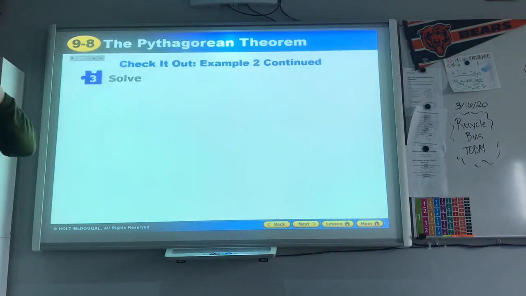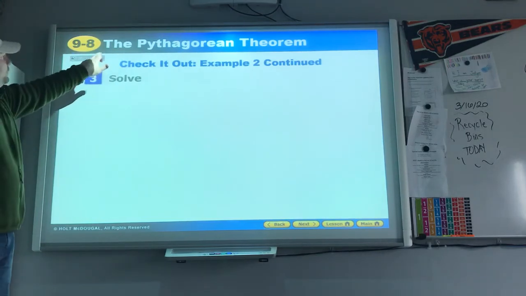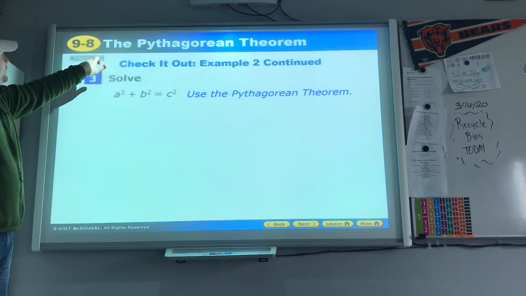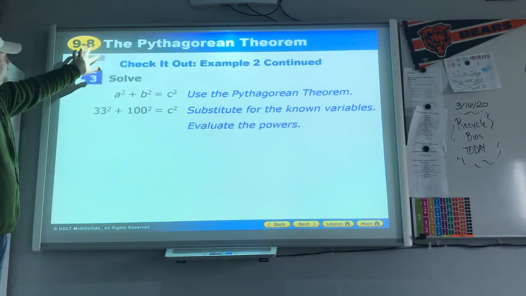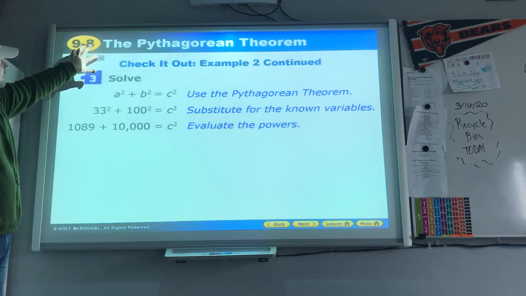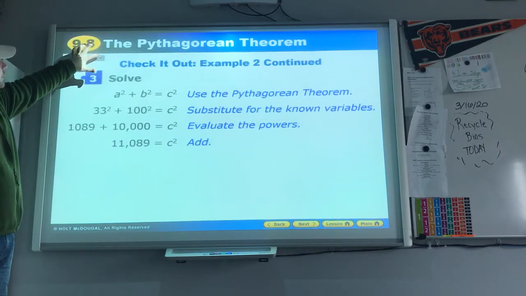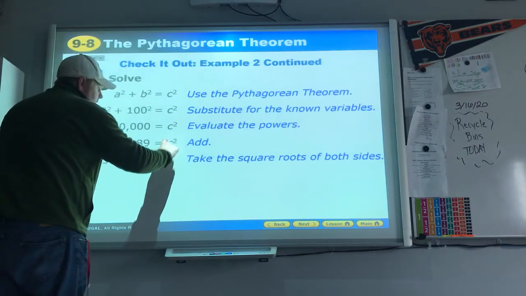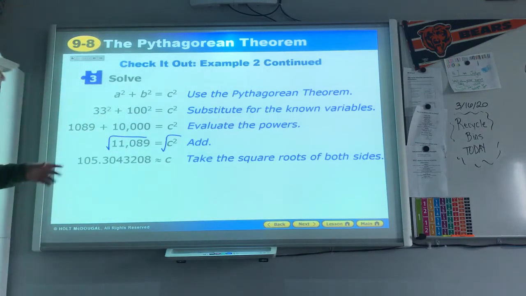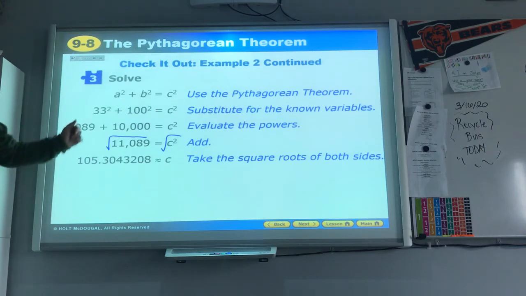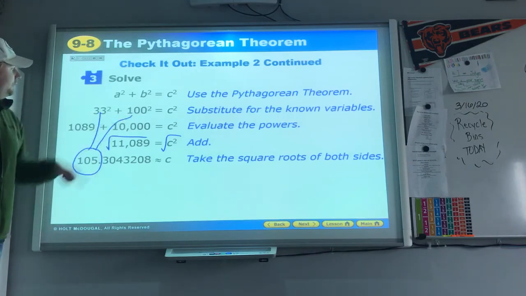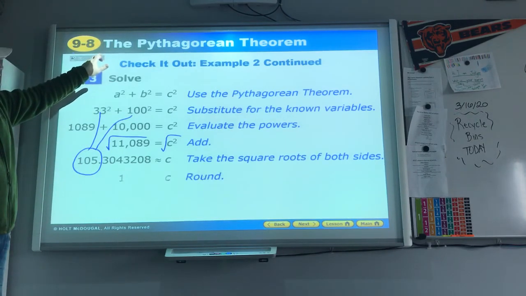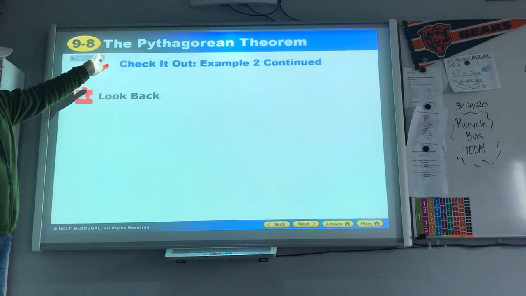So, this football field that's 100 by 33, well, as we look at it, we can figure out the legs, and we do that. We multiply them out by taking them times each other. We get our numbers. We add them together. We take the square root. All right? And we get 105.34, which makes sense. It's a little bit longer than either of the legs. We look back to make sure that makes sense, and it does.